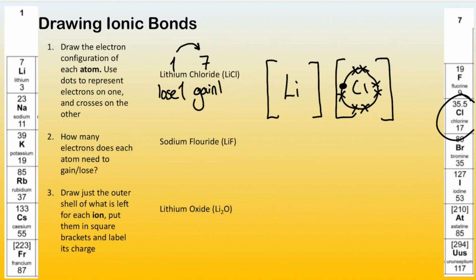So chlorine has gained 1 electron, therefore it is now negative. We don't need to write 1 minus, but we could just put 1 minus there for the sake of it, because minus just assumes that it's minus 1. And lithium is plus.